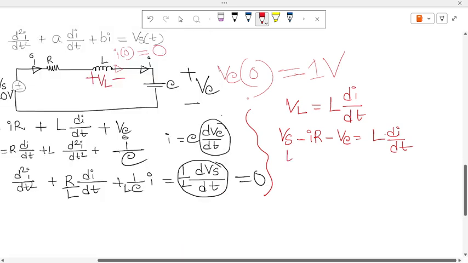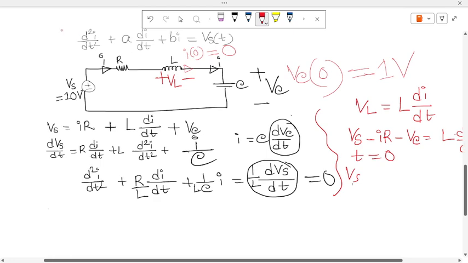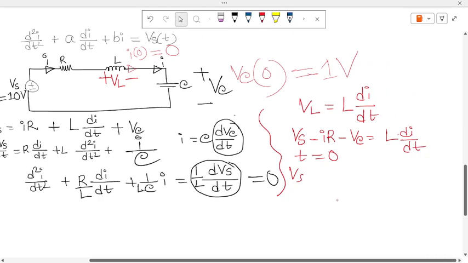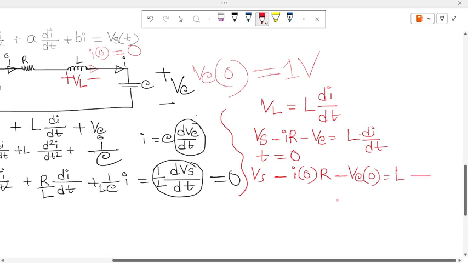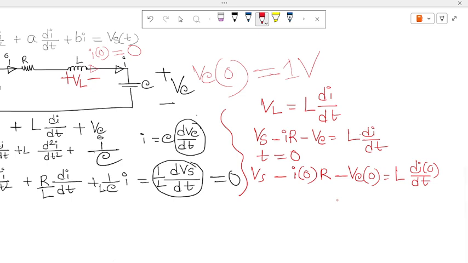As at t equal to 0, Vs is a DC source, right? So at t equal to 0, t equal to 1, always Vs is equal to 10 volts, but I is changing, so we have to take the current at 0 time. The capacitor's voltage is also a function of time, so we need to take the Vc when time is 0, and if I do so, I will find di by dt at time equal to 0.